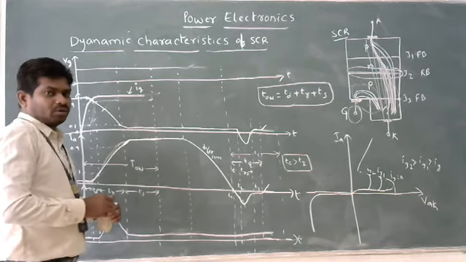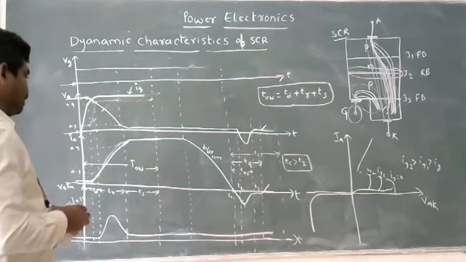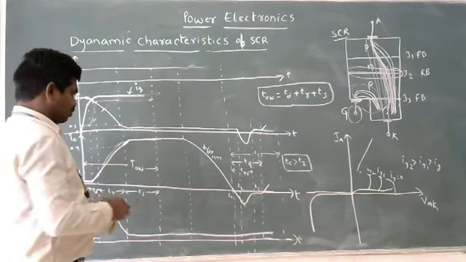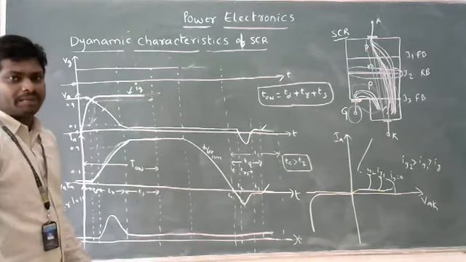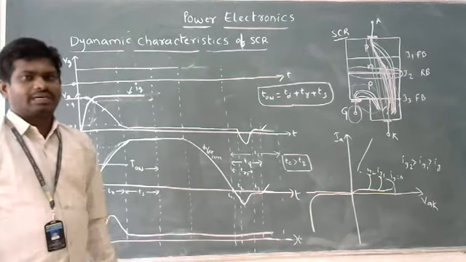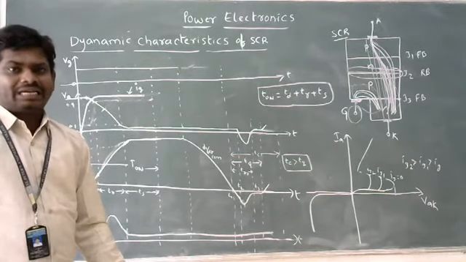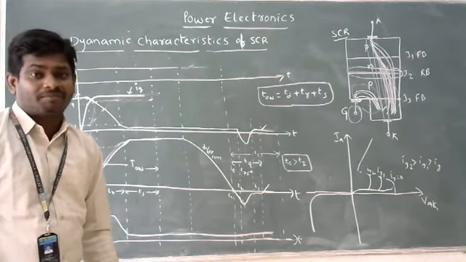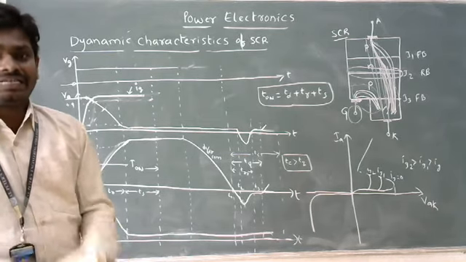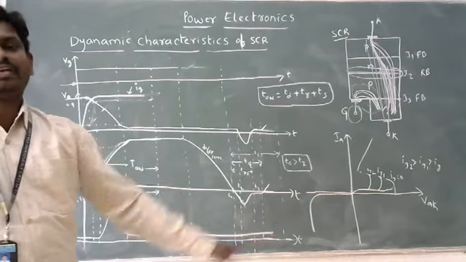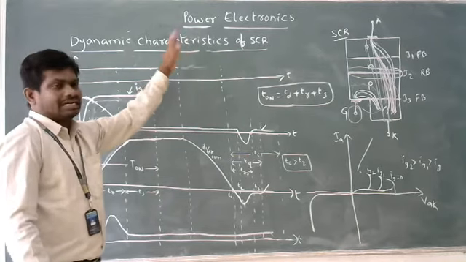After that, we are going to discuss the turn on process of the SCR. For the turn on process of the SCR, the gate signal is not required afterwards. Until this period, I am applying the gate signal. After that, I can remove the gate signal. There is no use of the gate signal. We can switch on the SCR with the help of gate voltage, but we couldn't switch off the SCR with the help of the gate signal. That's why there is no need of the gate signal for the further operation, and that's why I am removing the gate signal here.